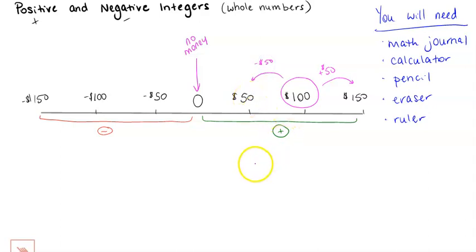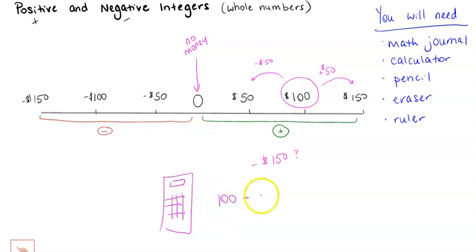Well, what if you lose $150? Let's try that. So let's say we have our calculator, and we have $100, and we want to take away $150. Let's say we spent some money on a credit card. We spent more than what we actually have. If I put that into my calculator, I end up with negative 50. So I would have $50 below 0. So on my number line, that's all the way down here.